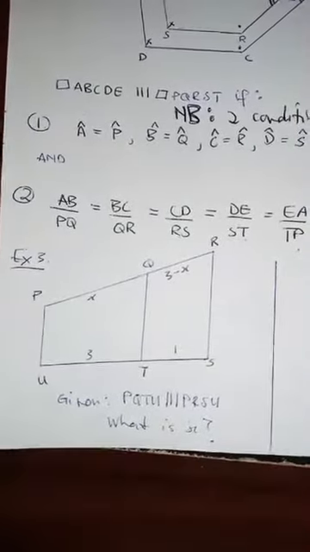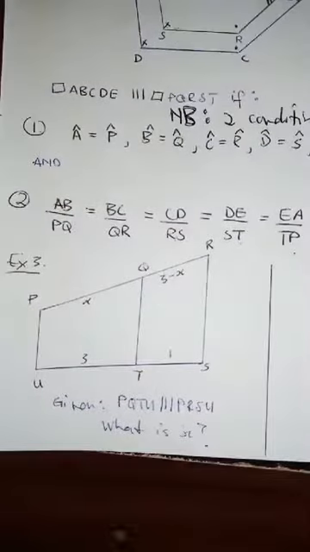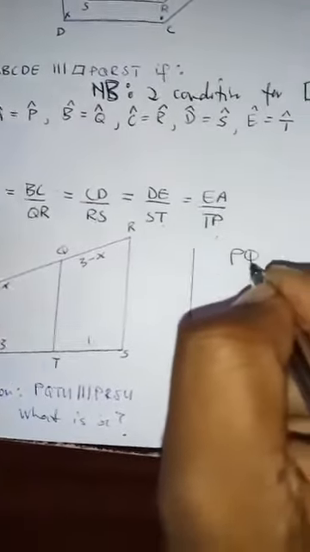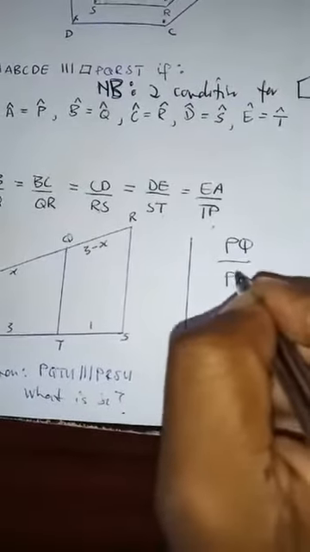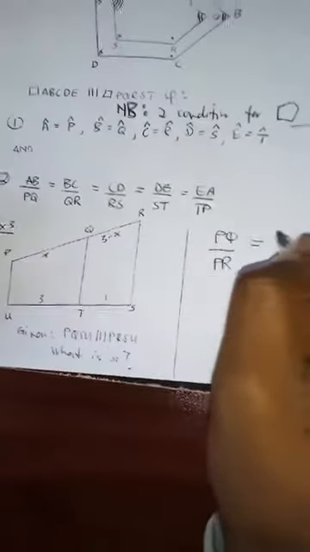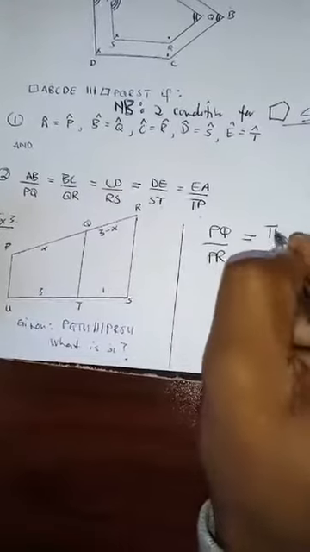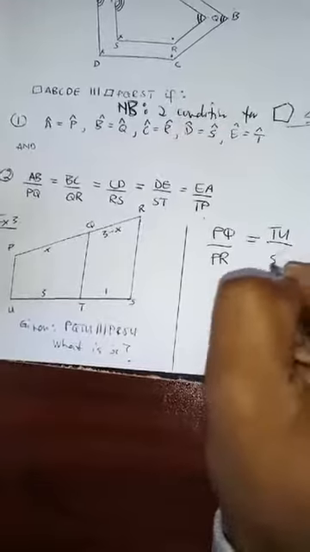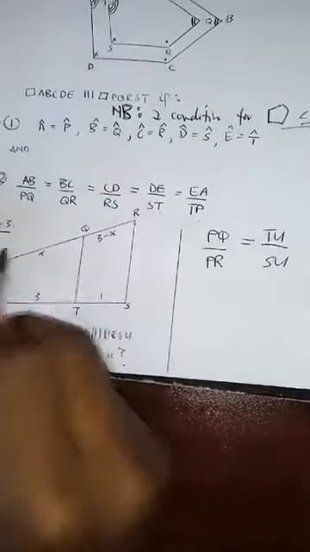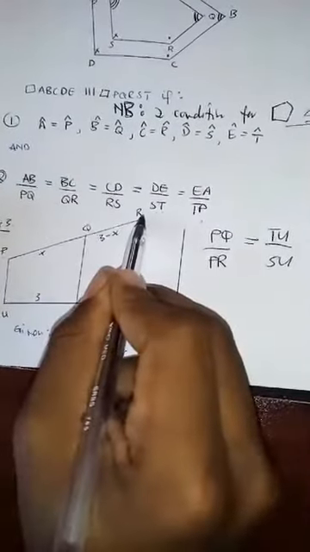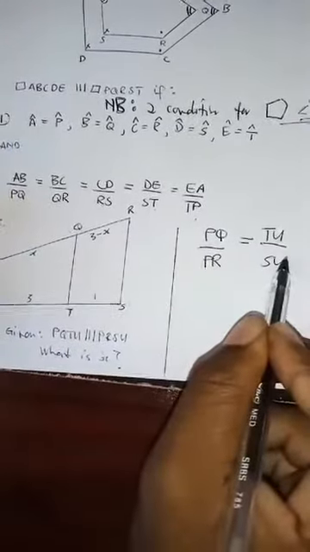So what do we know? Because we are told that these are similar polygons, we expect that PQ all over PR should be TU all over SU. So PQ over PR should be TU over US, which is that.